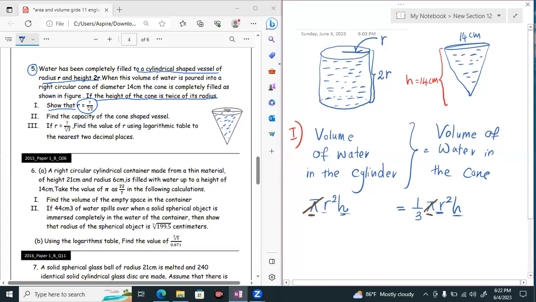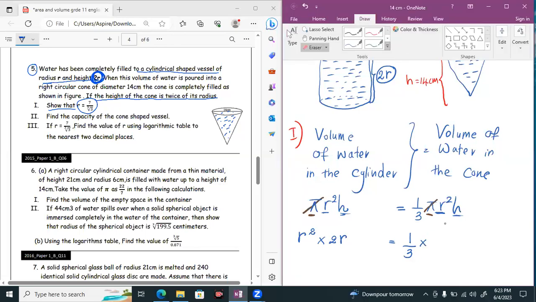අපිට දීලා තියෙනවා මොකද්ද? Water has been completely filled to a cylindrical shaped vessel of radius r. Then you can substitute r as r squared, doesn't matter. h is substituted by 2r because they have given the height of the cylinder as 2r. Or we have noted it down in our diagram also. So you can substitute it as 2r is equal to 1/3 times. Now here we know this is the height of the cone. Height of the cone is 14 centimeters. So you can substitute it. 14 squared times h. Oh, sorry. Here it is radius. No, then it should be 7. Okay, sorry.